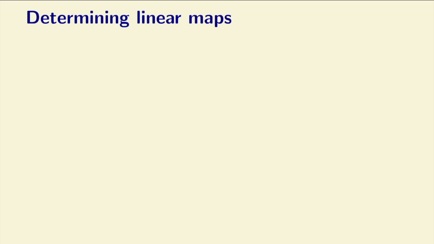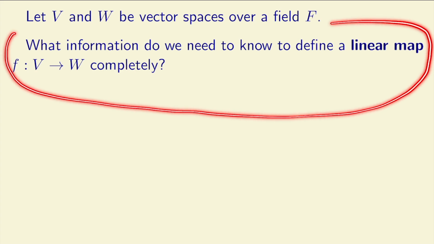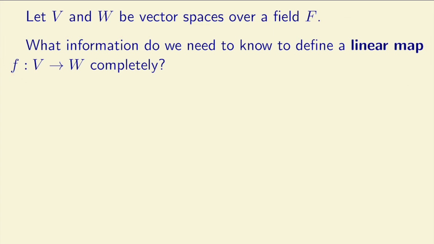Well, let's look at the first real slide, page 2. It asks a pretty important question. It says, let V and W be vector spaces over a field F. Then it asks, what information do we need to know to define a linear map, F, from V to W completely? I guess you need to know what the map does, right? Like where it sends every single vector in V?